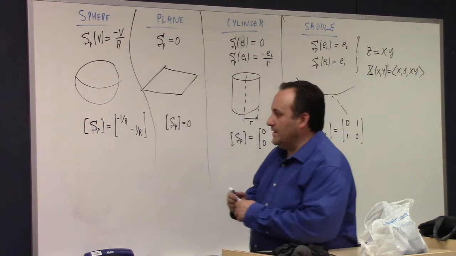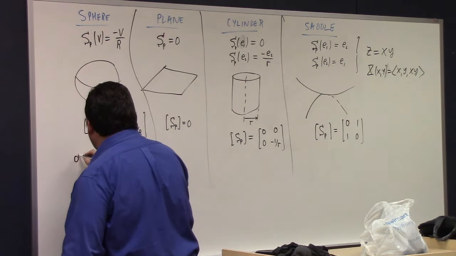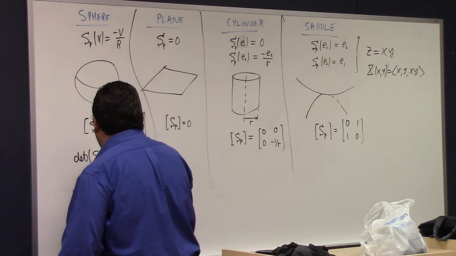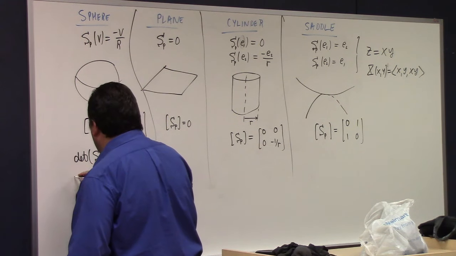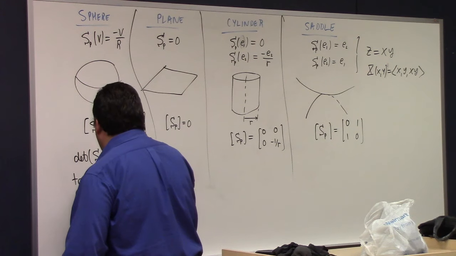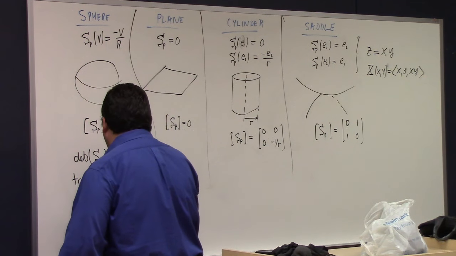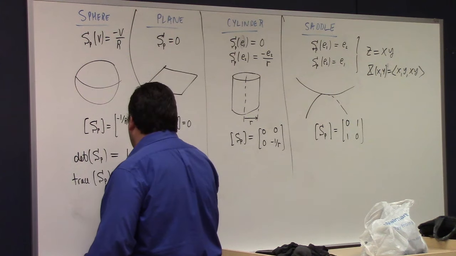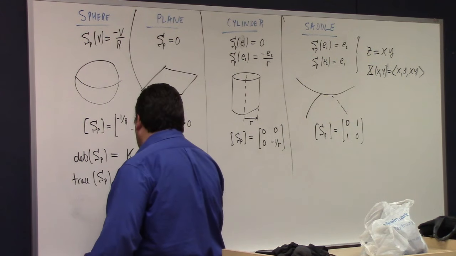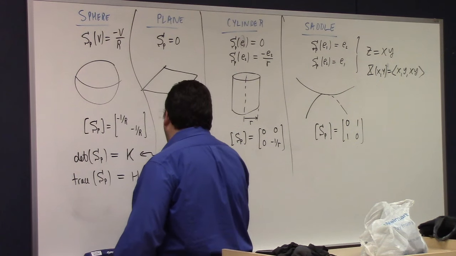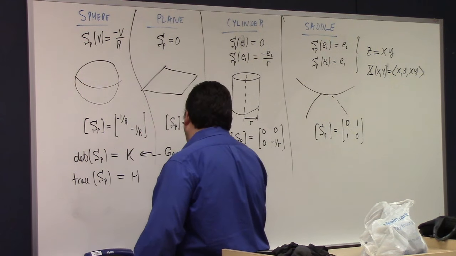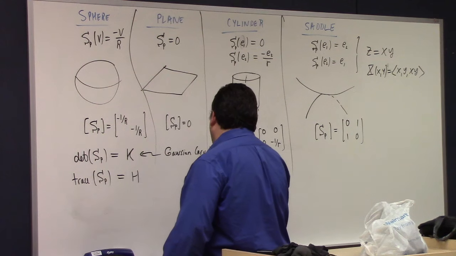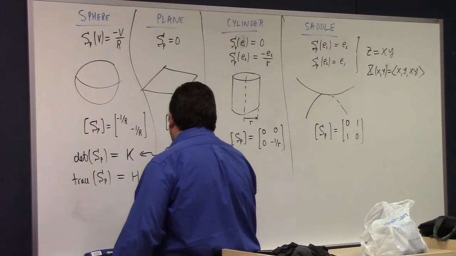But here's the thing. The determinant is an invariant, right? And what else is an invariant? The trace is an invariant. The determinant is, by definition, the Gaussian curvature. The trace is the mean curvature.